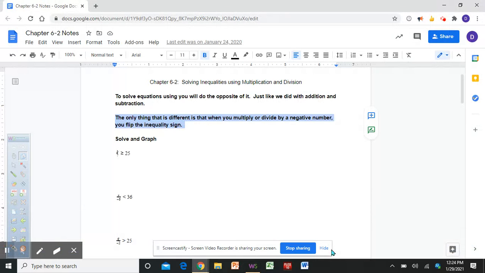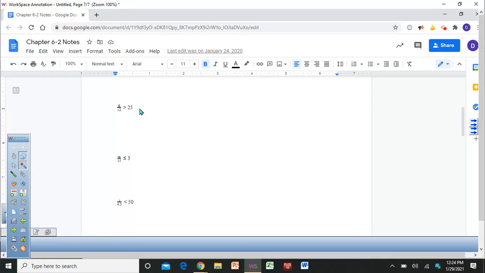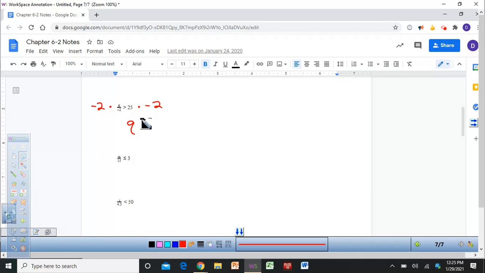Okay, so if we keep working through these, here we got q divided by negative 2 is greater than 25, so we're going to multiply both sides by negative 2. Now, since I multiplied by a negative, I need to take my sign and flip it. It was a greater than sign, now it's a less than sign. And I get negative 50 when I multiply there. Okay, next one, I just multiply by 15 to get rid of that division on both sides. So now I have m is less than or equal to 45. I don't flip my sign because it was not negative. It was a positive, so I leave my sign alone.